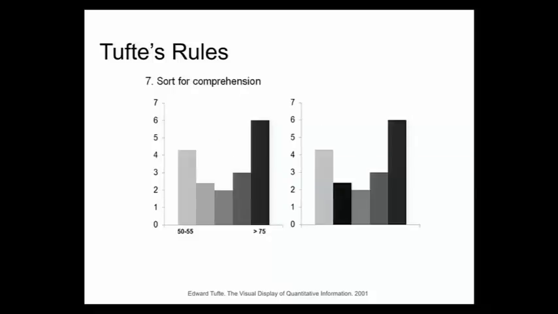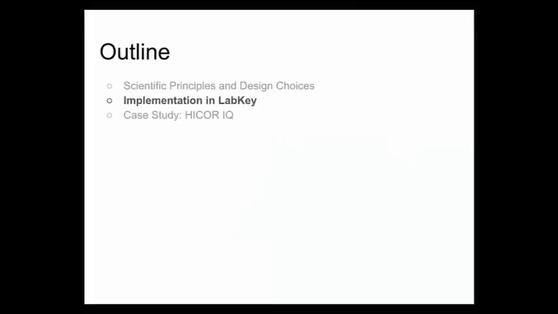And then again, sort for comprehension, which should be pretty intuitive. But in general, especially with color, if you have an ordinal variable mapped to color, make sure that they're sorted for comprehension and not just placed arbitrarily. Color should be sorted appropriately, as well as the labels. Just simple tips, but it's amazing how often these, even 7 rules, are not universally applied across all things. And so those are the general, I guess, first part of the scientific principles and design choices.